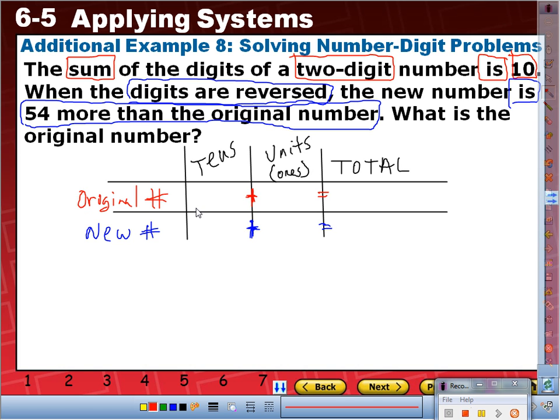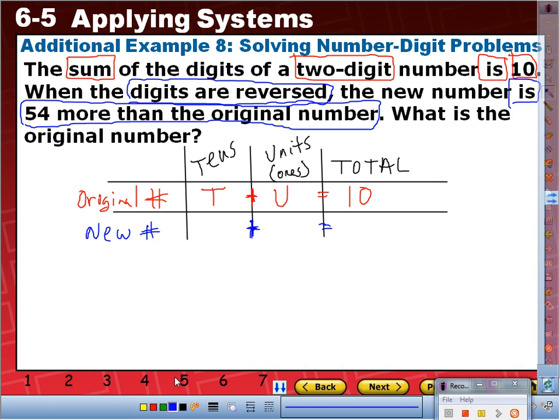Do we know our original 2-digit number? Do they tell us what number it is? It says the sum of the digits of a 2-digit number. Did they tell you which one it was? No. But we do know that it has to have tens and it has to have ones. So what can we label tens? T for tens and U for units. And once you add those 2 digits, what does that equal? 10. Isn't that equal to 10? Yes. Okay.